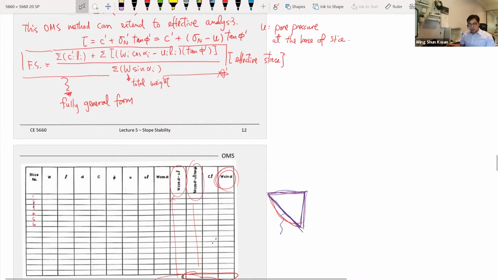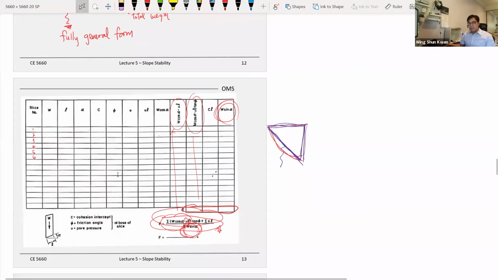So in different slides, you will fill in, or you will calculate, all the components, and at the end of the day you will add them up and do the divisions. That is exactly the factor of safety you need at the end of the day. So that is the basic assumptions of OMS.